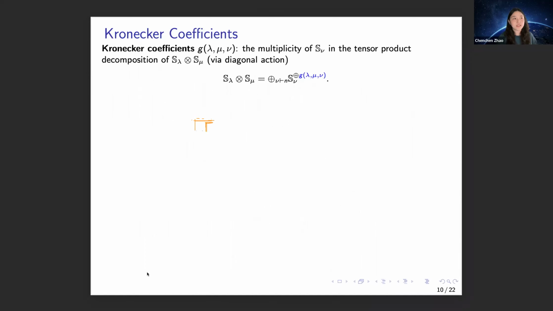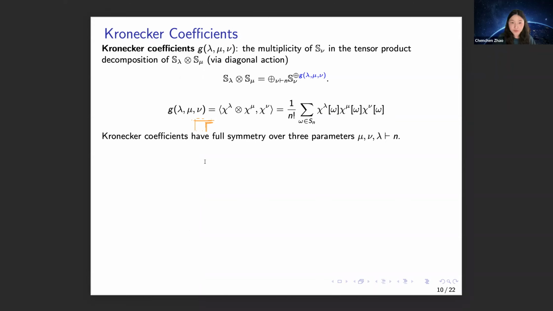All right, so let's now define the Kronecker coefficients. The Kronecker coefficient is the multiplicity of the Specht module in the tensor product decomposition of S lambda tensor S mu via diagonal action. And we can compute these Kronecker coefficients through the characters. As we can see by this formula, lambda, mu, and nu are fully symmetric, so we can switch over the indices, the 3 parameters.